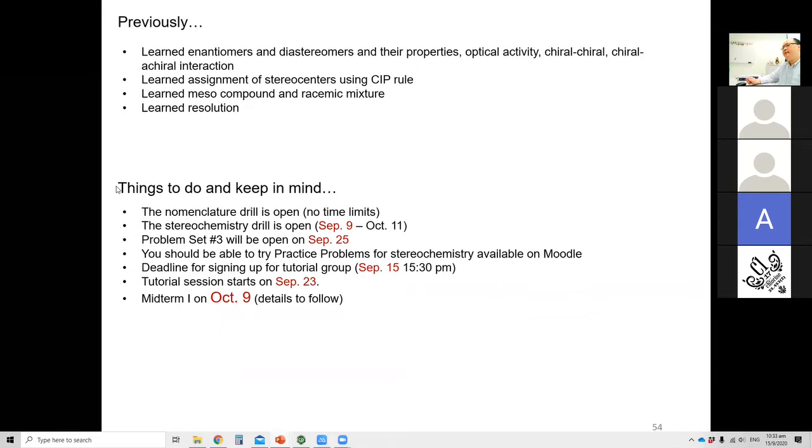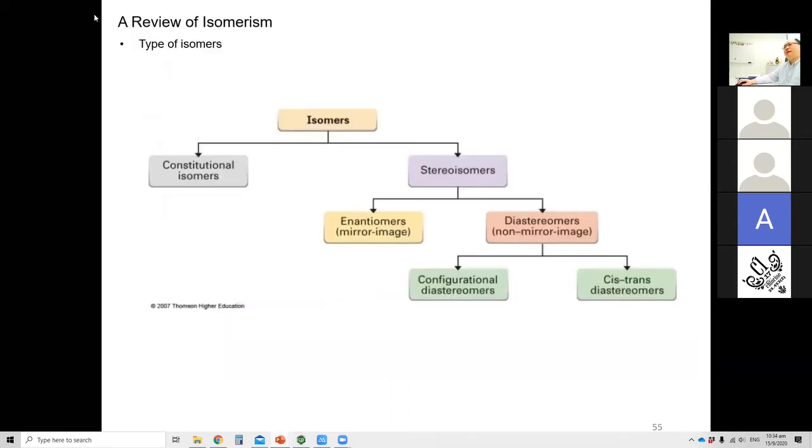Okay, it's already September the 15th, so it's only 3 weeks from midterm 1. If you are still warming up about this material, I would suggest you do it quickly, okay? Especially from today, things are going to get much more difficult than the previous chapters. So at the end of last time, we started to give you a review about isomerism. We are going to pick that up.